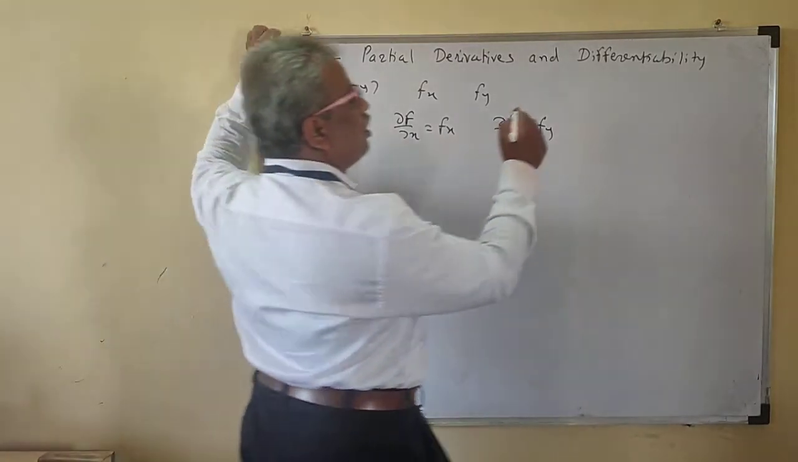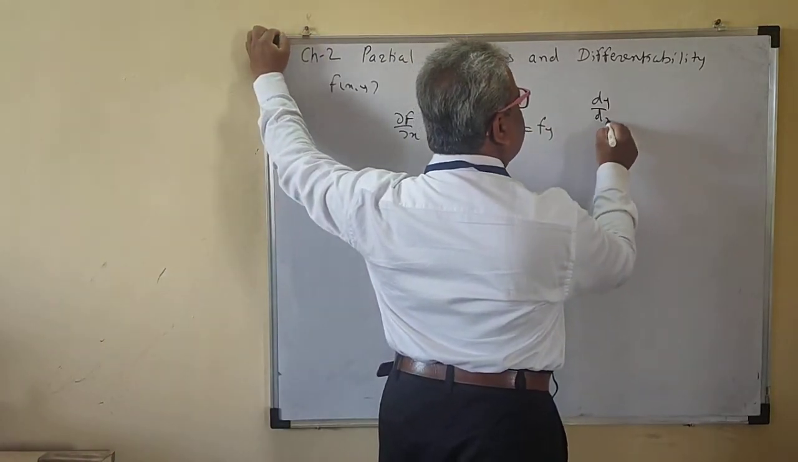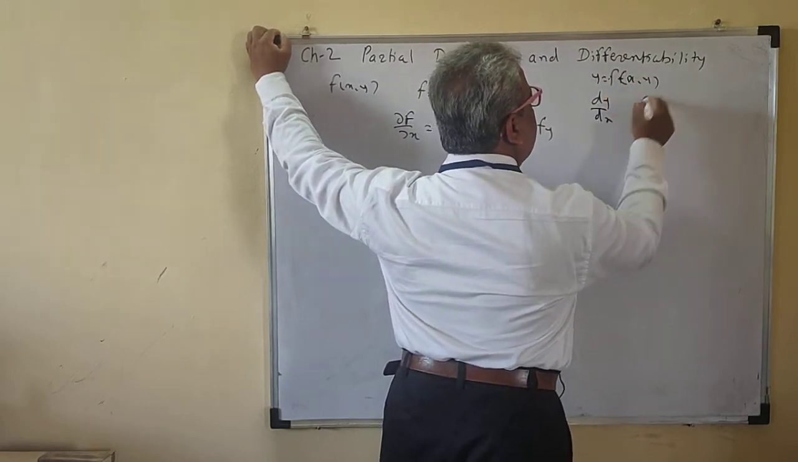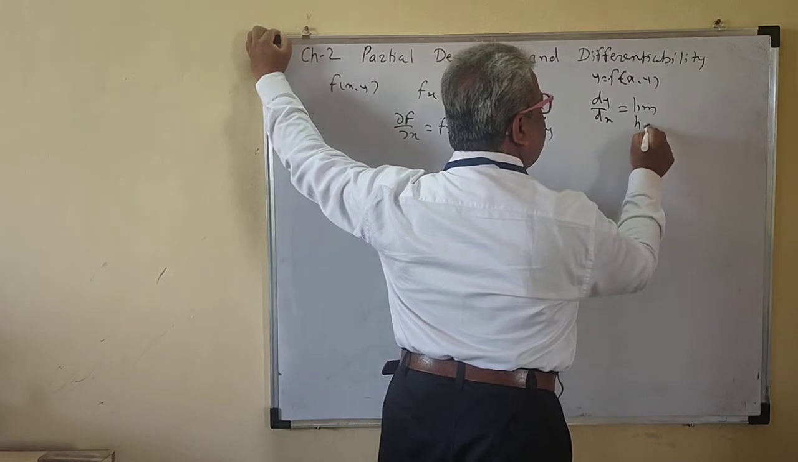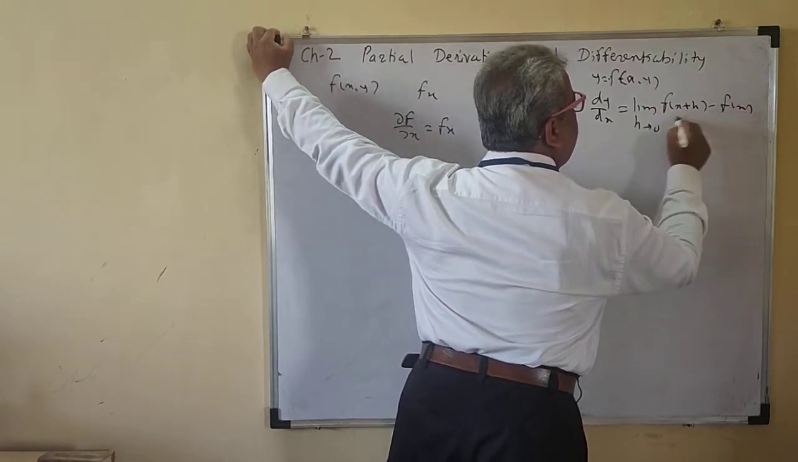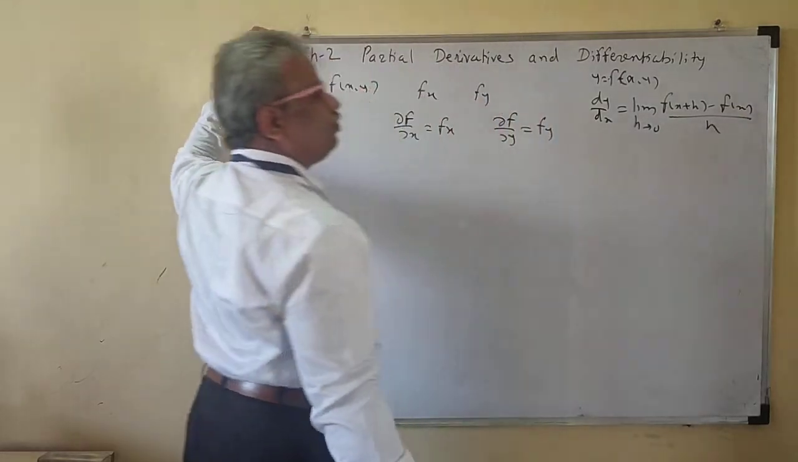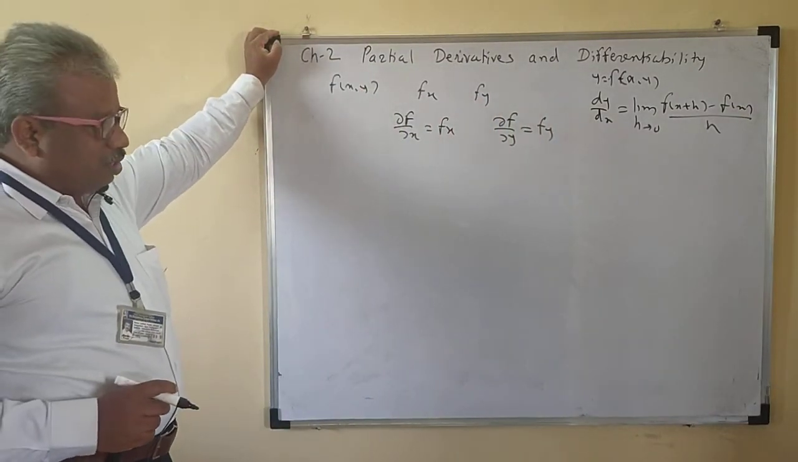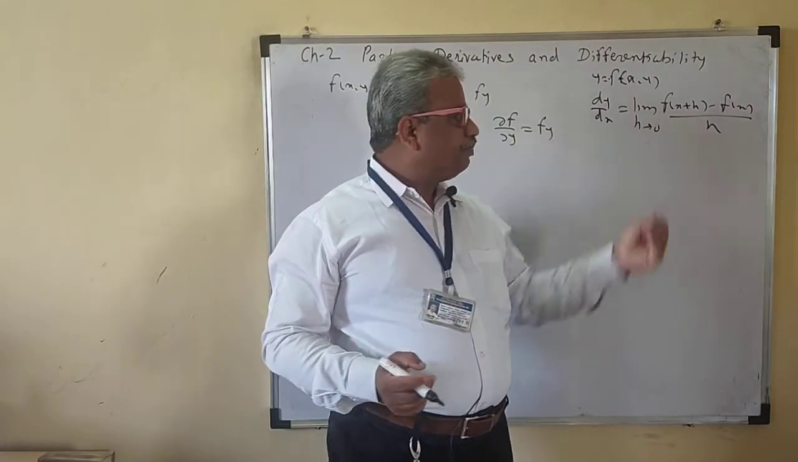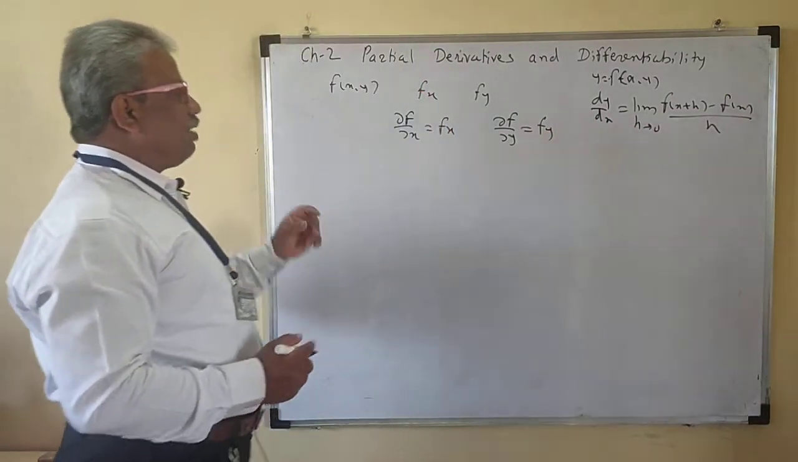Okay, so you have seen dy by dx. If y is equal to f of x, then dy by dx is the limit h tends to 0, f of x plus h minus f of x upon h. Right? So this is the derivative of f with respect to x. This is called the first principle. Now same thing here.